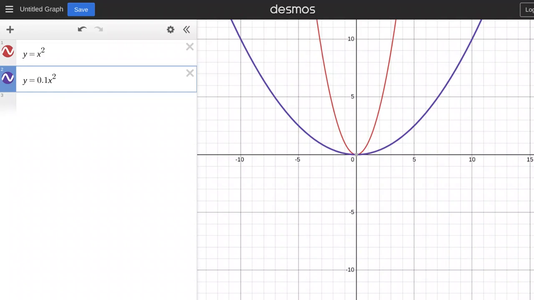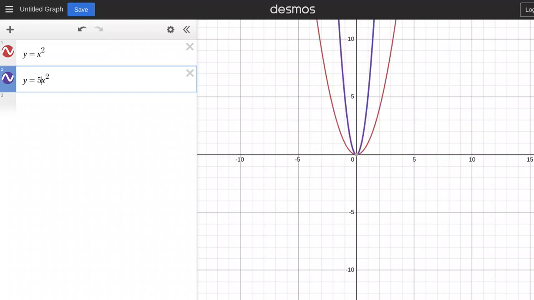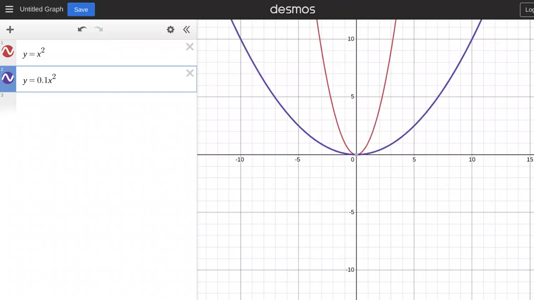It's the opposite of what we noticed before. When we were picking larger numbers, like 5, it was making it skinnier. It was making it more narrow. When we pick numbers smaller than 1, like 0.1, it makes it wider. The two sides of my parabola are moving further apart from each other. And it's the same way we described it earlier, but opposite. The smaller the number, the wider it gets.